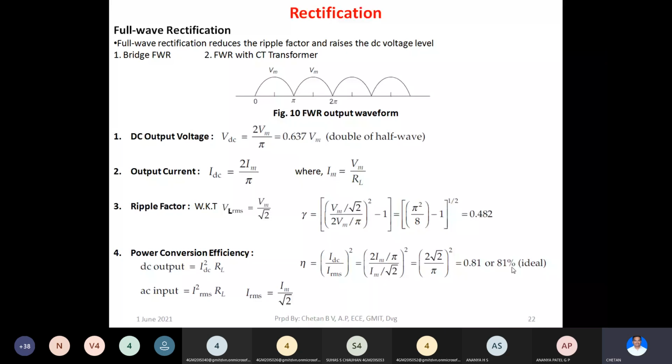So these four terms, that is output DC voltage, output current, ripple factor, and power conversion efficiency, are common for both the bridge full wave rectifier as well as the full wave rectifier with center tap transformer. These four terms are common, right?